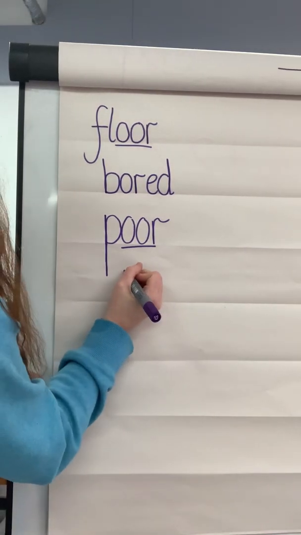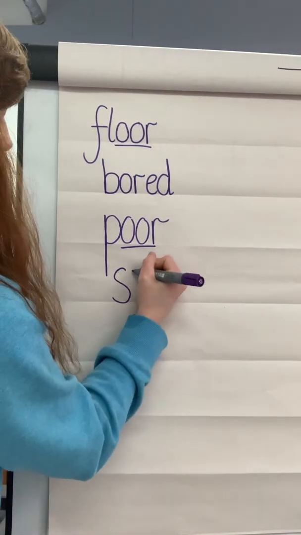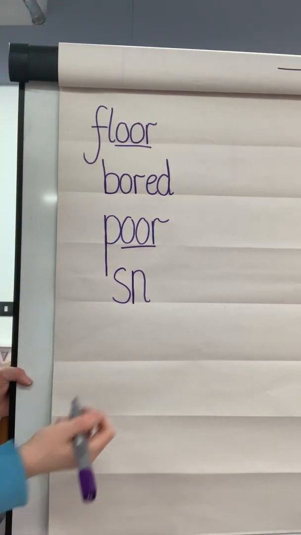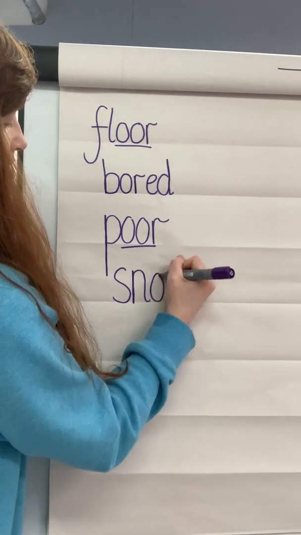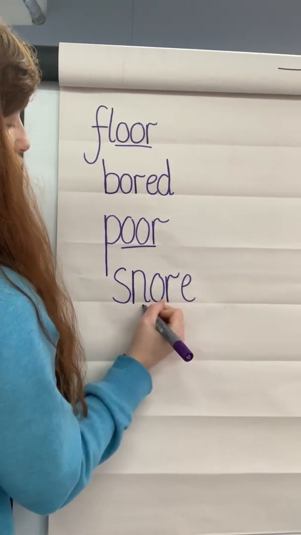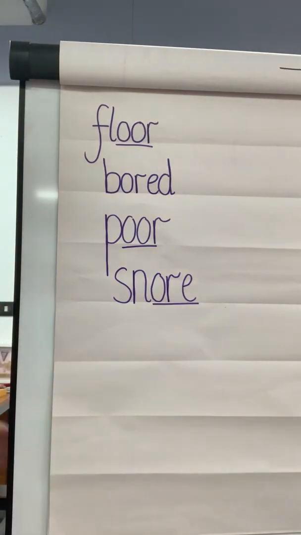Snore. So that first sound is S. And then which O do you think it is? It's O-R-E. Snore. Well done. So now we're going to hold our sentence, write it, and then extend it.